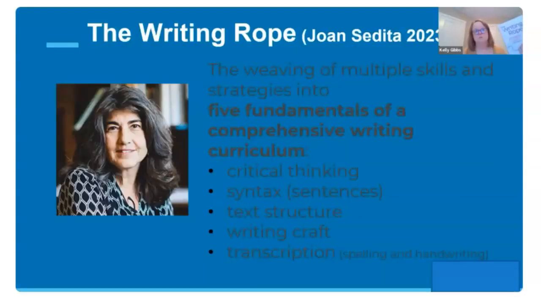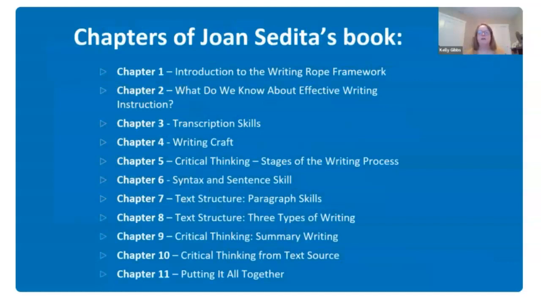Then, of course, The Writing Rope by Joan Sedita talks about those five fundamentals: critical thinking, syntax, text structures, writing craft, and transcription. How are those things represented in the curriculum as we've just gone through it? These are the particular chapters, and I highlight them because if you're interested in the book, it shows you what focus the book has in building some instructional strategies in each of the areas that I see have that connection to our new curriculum.